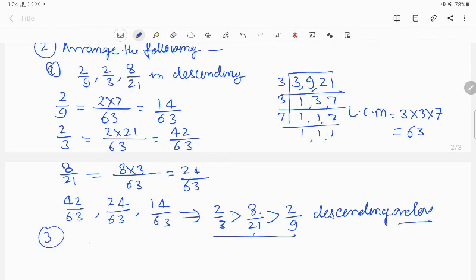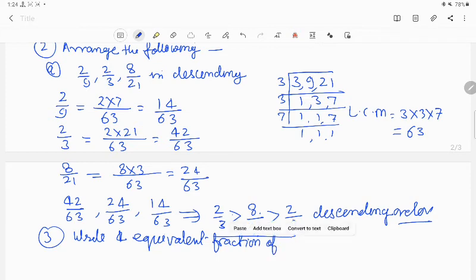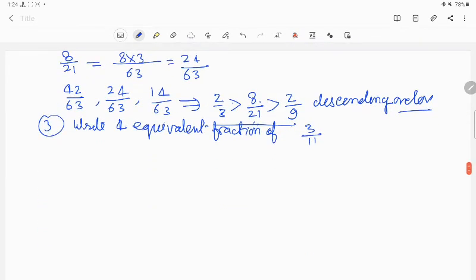Third, write 4 equivalent fractions of 3 by 11. 3 by 11. So this is what you do for this.